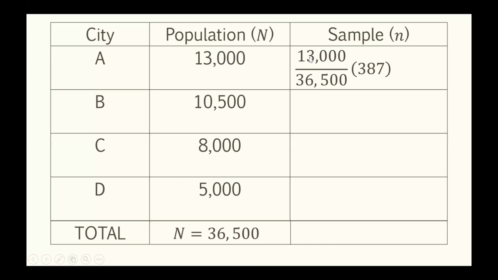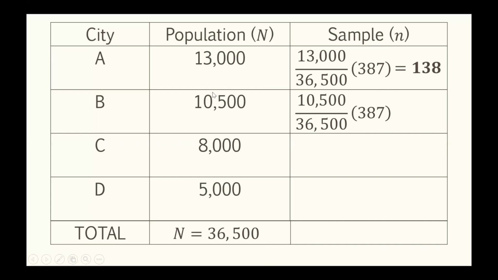In your calculator, 13,000 divided by 36,500 times 387. That is approximately 138. Kung yung lumabas sa calculator ay may point something pa, please round off. Round off the final answer in your calculator.